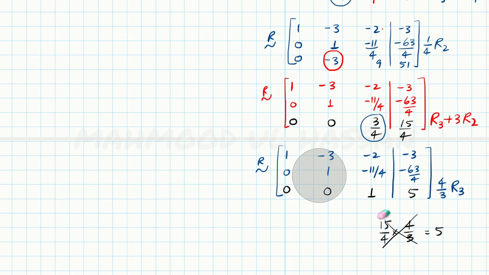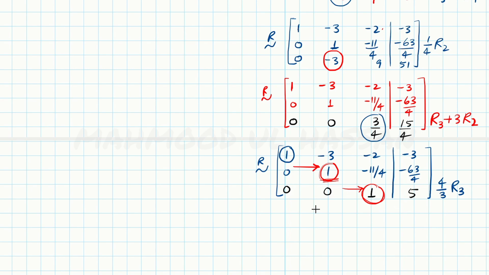Now we have reduced the augmented matrix into echelon form. You can see this is the pivot element of the first row, this is the pivot element of the second row, and this is the pivot element of the third row. Each pivot element is on the right side of its preceding one. Similarly, this pivot element is to the right of the preceding pivot element. And all the pivot elements are ones, so it's clearly an echelon form.